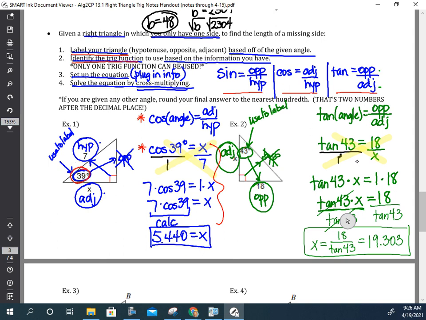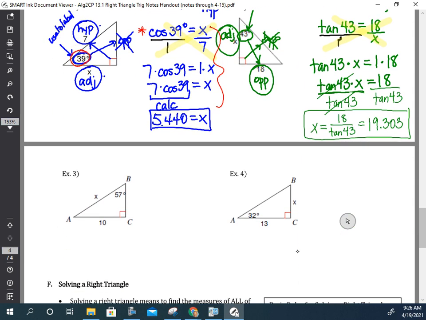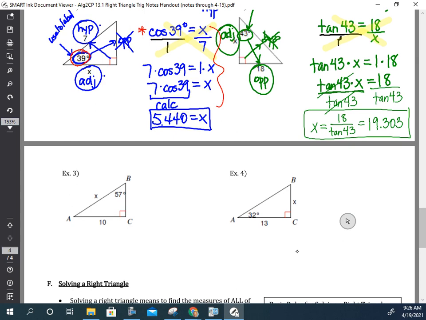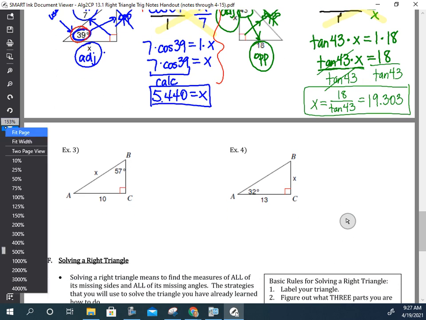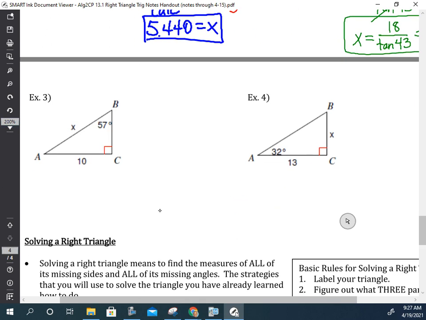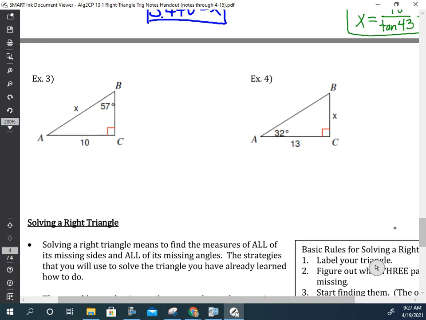In class on Thursday, we did 2 examples of finding missing sides. We're going to do 2 more examples of finding missing sides before we put it all together to solve a triangle. So let's do examples 3 and 4. We're only solving for the side that has the label on it. So for example 3, we're solving for x.